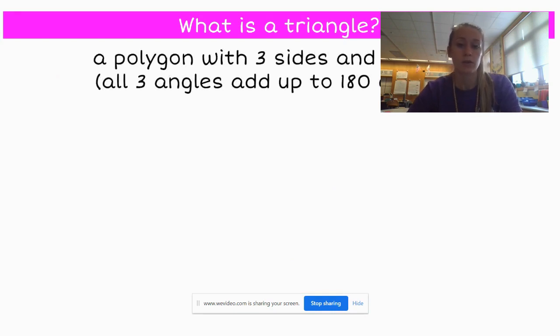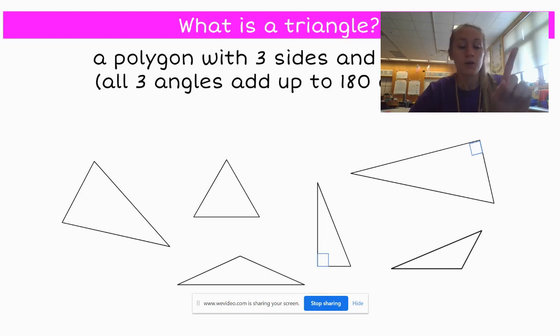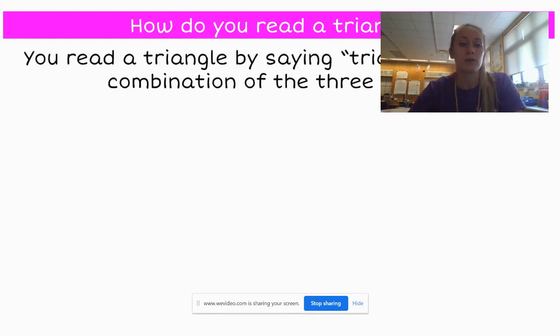A triangle is a polygon with three sides and three angles. Now, all three of those angles add up to equal 180 degrees. How do you read a triangle? You read a triangle by saying triangle in any combination of the three angles.